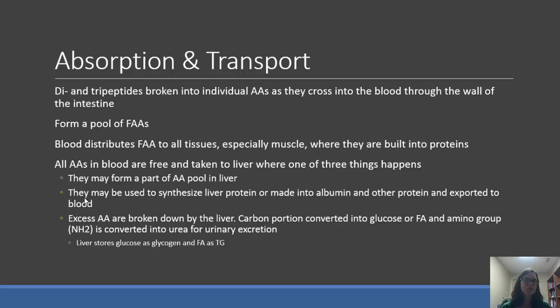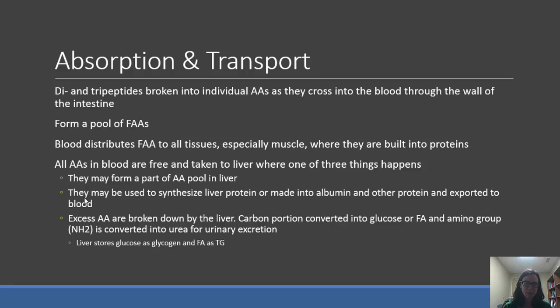Okay, so di- and tripeptides are broken down into individual amino acids as they cross into the blood through the wall of the intestine. And here they form pools of free amino acids. Now, the blood ultimately will distribute these free amino acids to tissues, especially the muscle, where they can be built back into proteins. So we took the proteins apart, and then we can put them back together in a way to synthesize the proteins that we need in our body. So we can take the proteins we consume and make them into the proteins that we need.